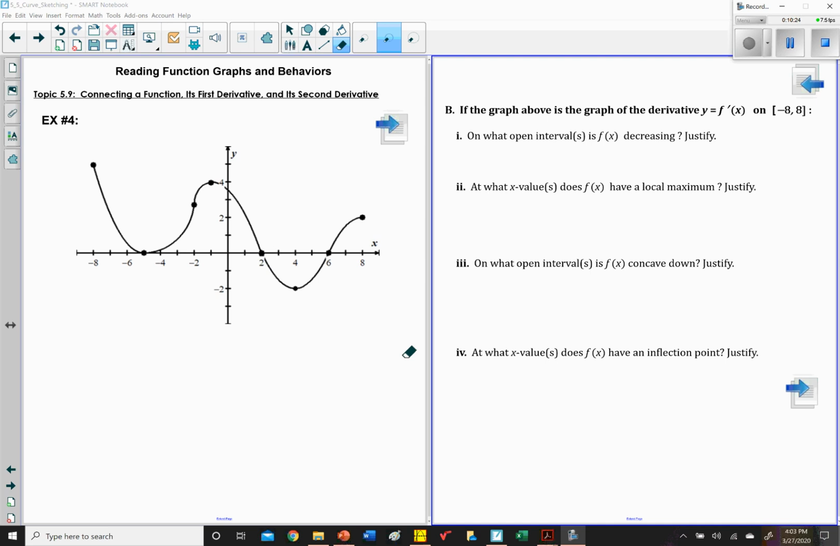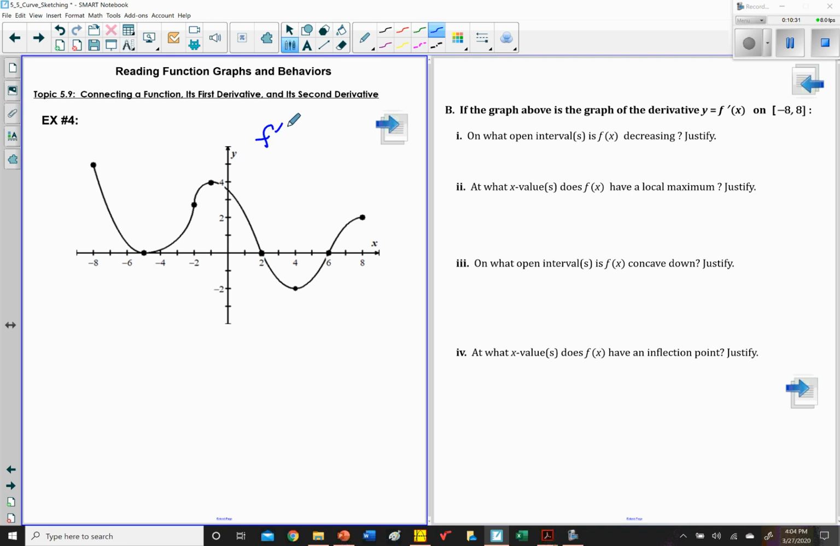Now, part B, we've got to change our thinking. Let's consider that we're not looking at the function graph any longer. Now we're looking at the derivative graph. So our thinking switches and our language switches. On the first question, on what open interval is f decreasing, and let's justify that. We know that f decreases where the first derivative is negative. And negative means it's below the x-axis. So it looks like between 2 and 6.